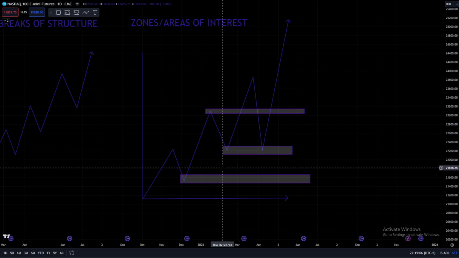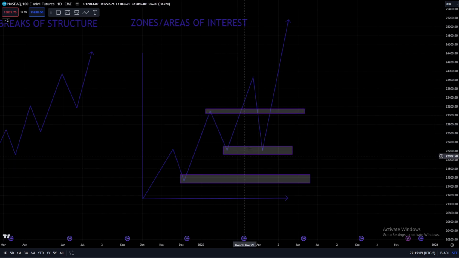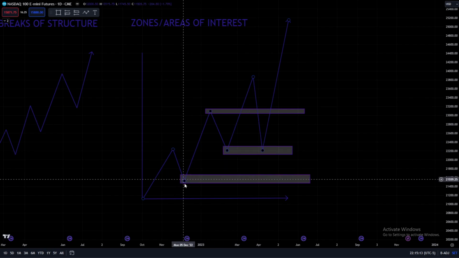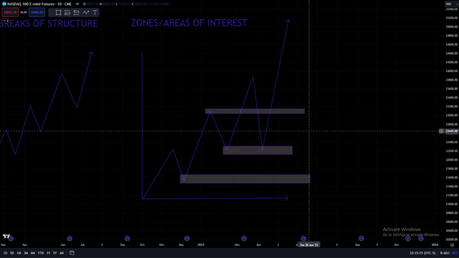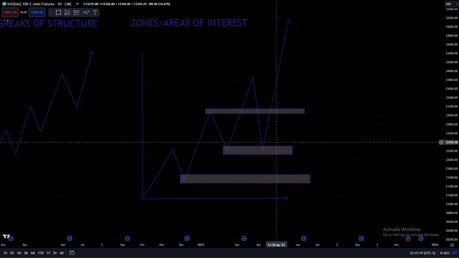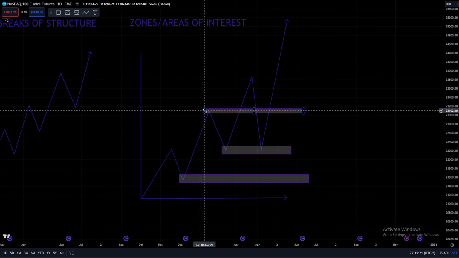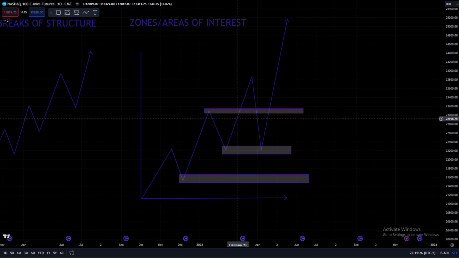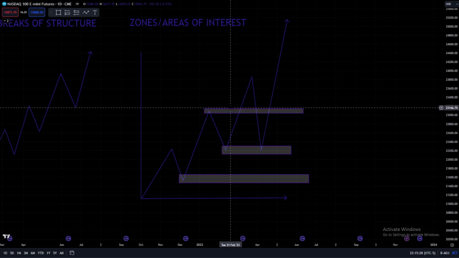But the reason why those breaks of structure are so important is because it was powerful enough to break through these zones, right? You see here, at these zones, price couldn't break through. It struggled to break through, and then it went in the other direction. That's powerful. But with these zones here, price came up into the zone, went down, came back into the zone, and what did it do? It broke through. So it didn't respect that zone. What that tells you is that there are more buyers than sellers in the market. All right.